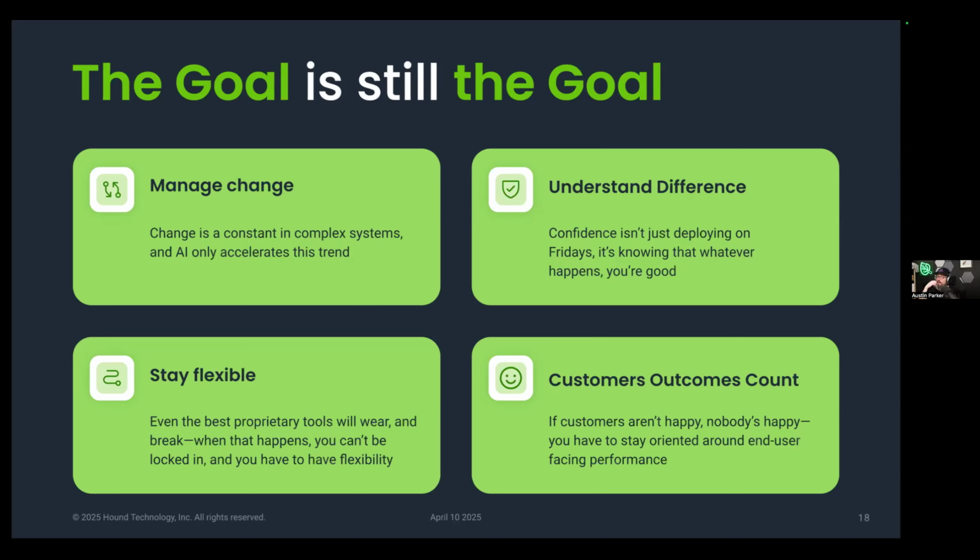And finally, customer and user outcomes matter, right? If people aren't happy, I mean, the old Honeycomb adage is nines don't matter if users aren't happy. And I think that is still true, right? You can put all the great dashboards up and all the vanity metrics you want in the world, but what really matters at the end of the day is are users happy with how things are working. And that is something that ultimately the AI can't tell you. The only thing that can tell you is talking to people and collecting that sort of feedback.